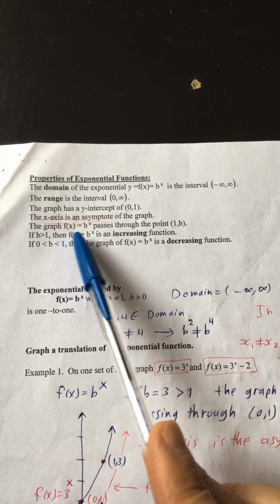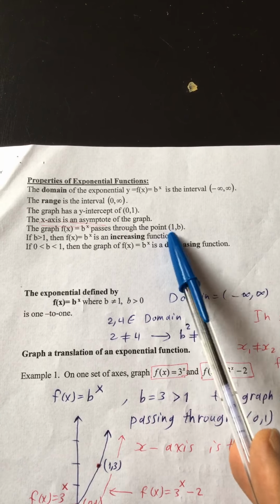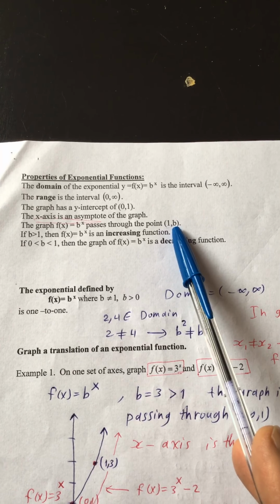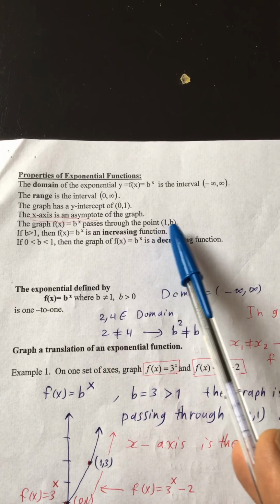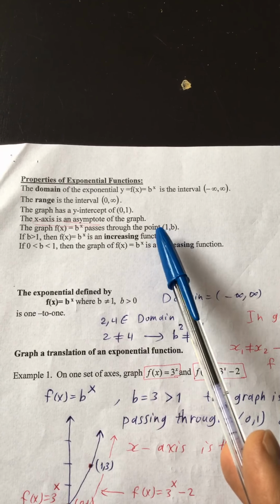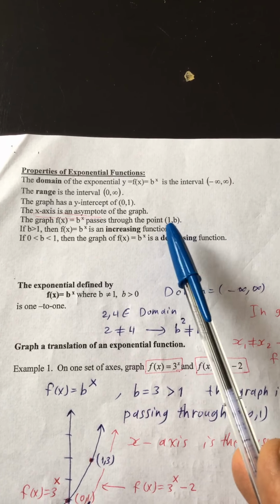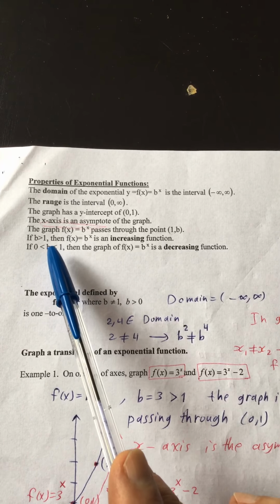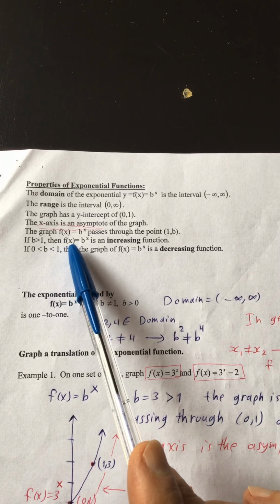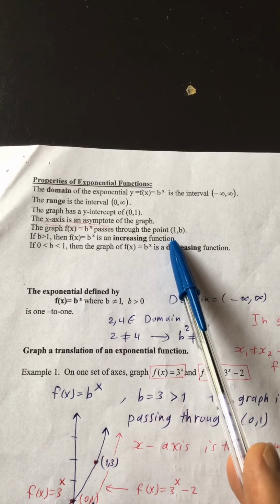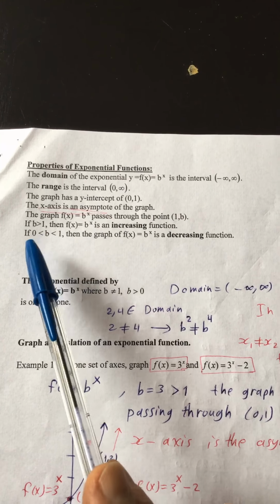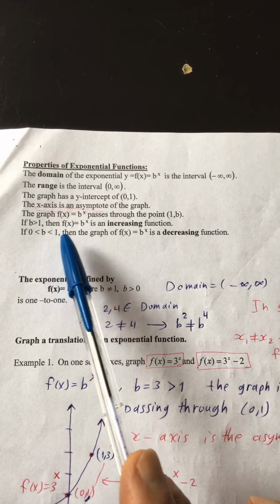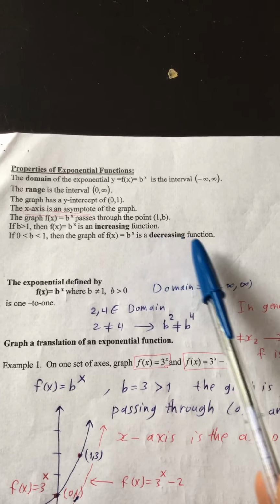The graph passes through the point (1, b). So if b is 5, it passes through (1, 5). If b is equal to 1/5, it passes through (1, 1/5). If b is greater than 1, then the exponential function is increasing, while if b is between 0 and 1, then the graph is a decreasing function.